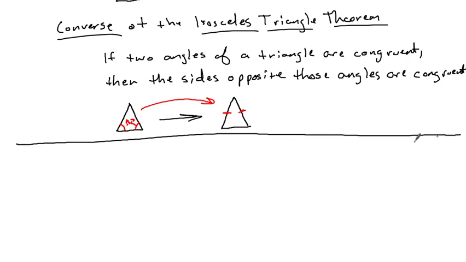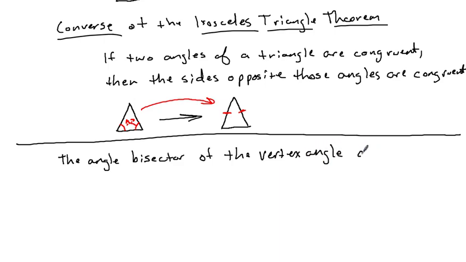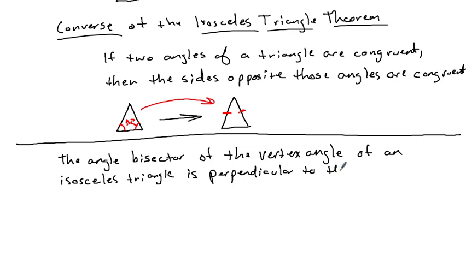All right, one quick little fact that we're going to write down. It's not related to these two theorems. It's just a fact: the angle bisector of the vertex angle of an isosceles triangle is perpendicular to the base at its midpoint. Okay, we're going to draw a little picture of this too, so it makes more sense. So we have an isosceles triangle. That means it's going to look like this.